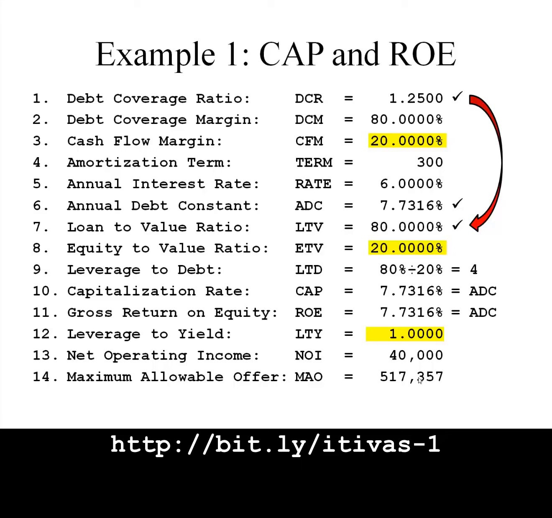You can see here that the leverage to yield ratio of 1.0 is equal to the cash flow margin divided by the equity to value ratio. 20% divided by 20% is 1. That is, the investor in this deal is not getting any leverage on the investment. He'd be better off to take his equity investment and pay all cash for a smaller property at the same cap rate and be debt-free.